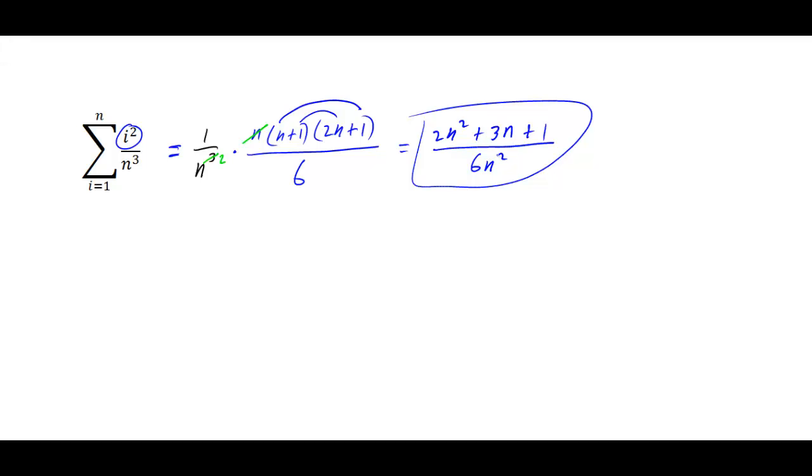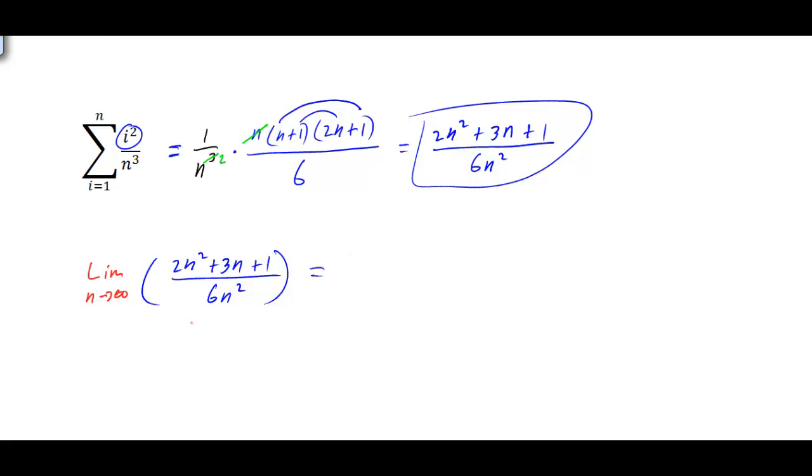Now, what if we're posed with the question and we want to know what happens as this upper limit n goes to infinity? Well, that means we could certainly take the limit as the upper limit n goes to infinity, and our formula says we have 2n squared plus 3n plus 1 all over 6n squared. So how do we take the limit of this expression?